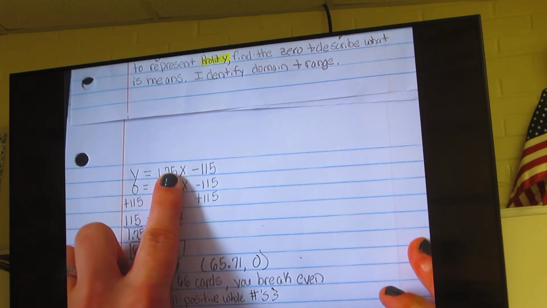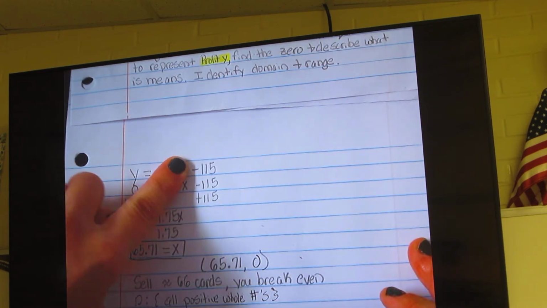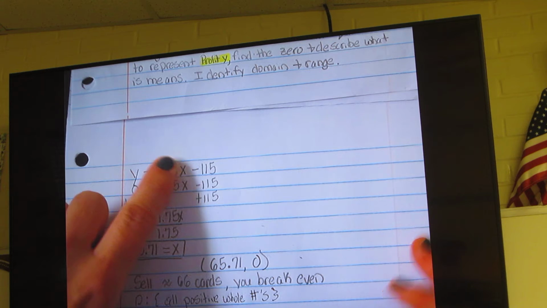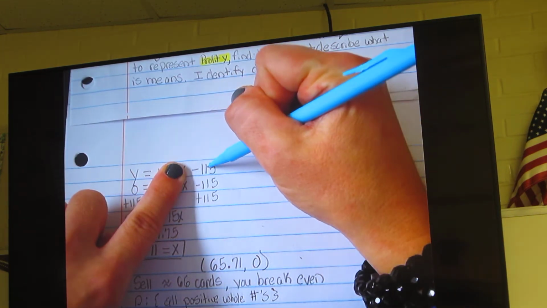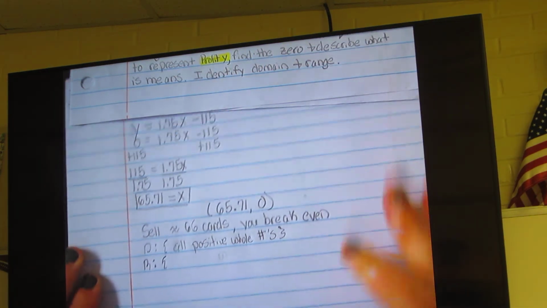Now, your range, we need to figure out if they didn't sell any. Let's look at our equation. If they sold 0 cards, where would they be? Well, 0 times here cancels that term out, and they would be at negative 115.